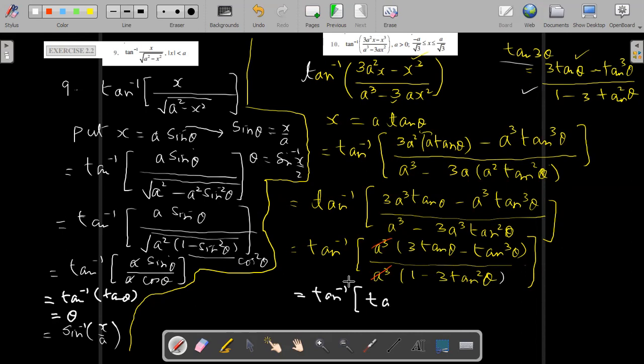So we can write tan 3 theta, and then tan inverse tan 3 theta is equal to 3 theta, and theta you have to always write from here, theta is equal to tan inverse x upon a. So the answer is 3 times tan inverse x upon a.